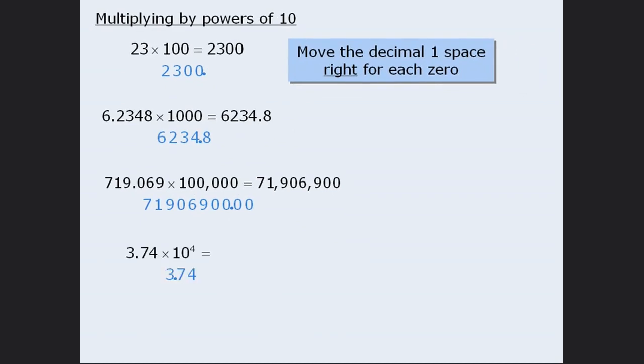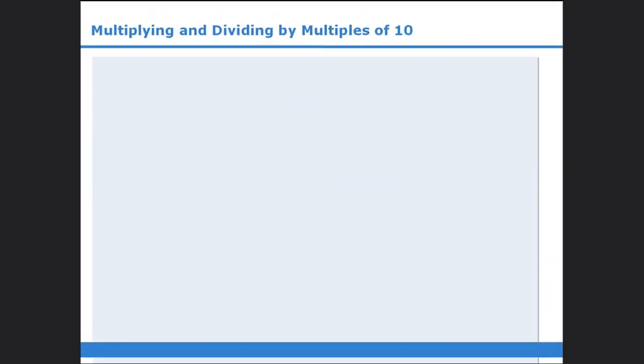Okay, one more example. Here we must recognize that 10 to the power of 4 will have four zeros, just as 10 to the power of 5 will have five zeros, 10 to the power of 6 will have six zeros, and so on. Now, if we want to move the decimal four spaces to the right, we must first add some extra zeros. Now, when we move the decimal four spaces to the right, we see that 3.74 times 10 to the power of 4 is equal to 37,400.